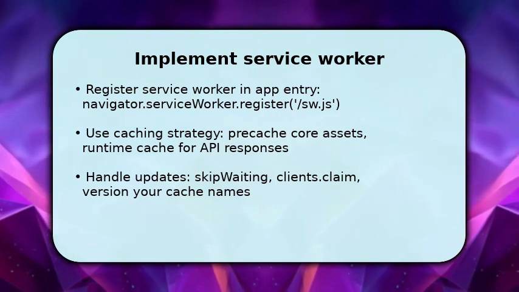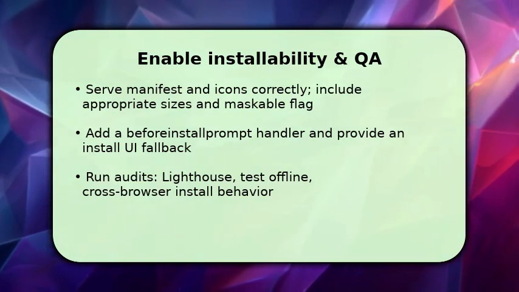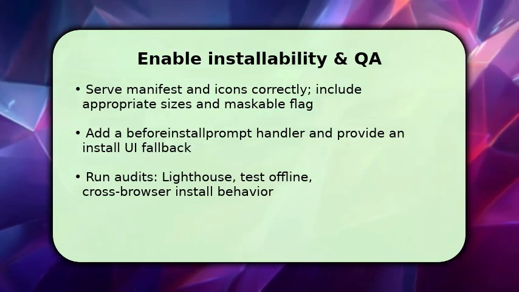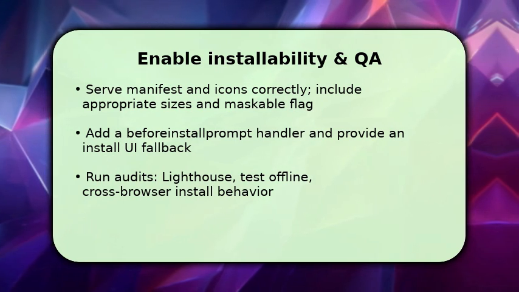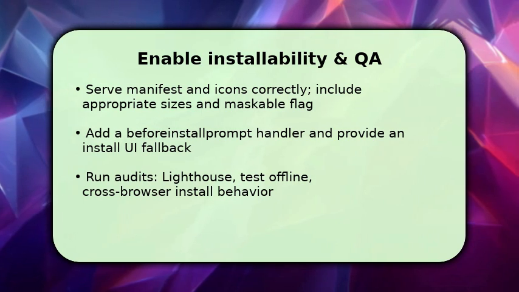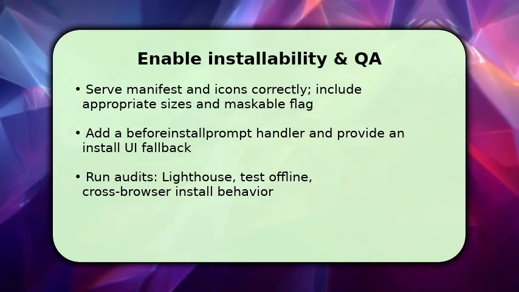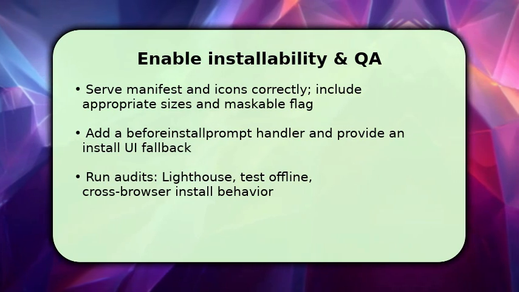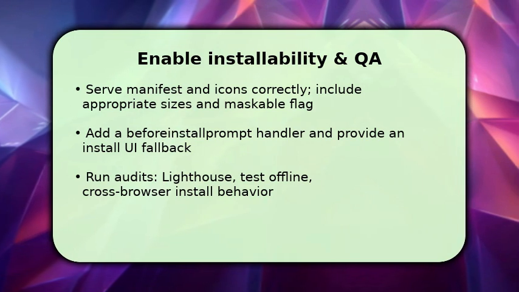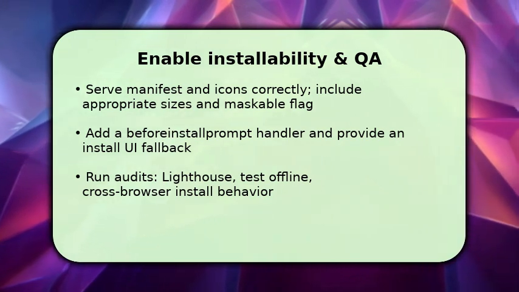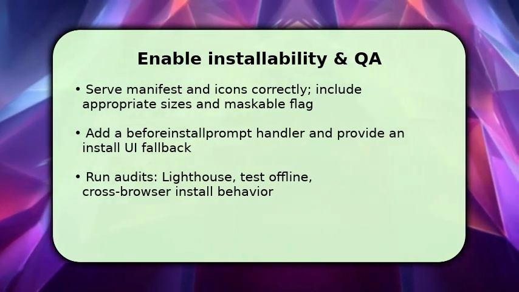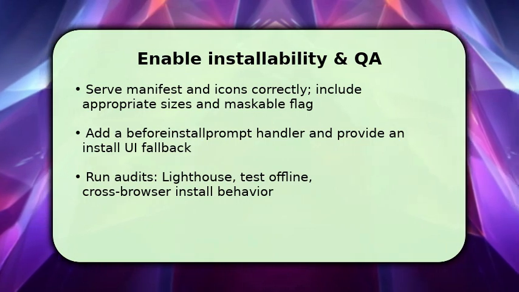You finish by making the app installable and quality assured. Confirm manifest link and icon endpoints return correct content type, and include maskable icons so home screen installs cleanly. Implement a beforeinstallprompt listener to show a clear install button and provide a manual fallback instruction for unsupported browsers. Run Lighthouse audits and manual offline tests across browsers and devices to catch issues. If the app fails to install, check manifest validity, secure hosting, and service worker scope as the primary troubleshooting tip.